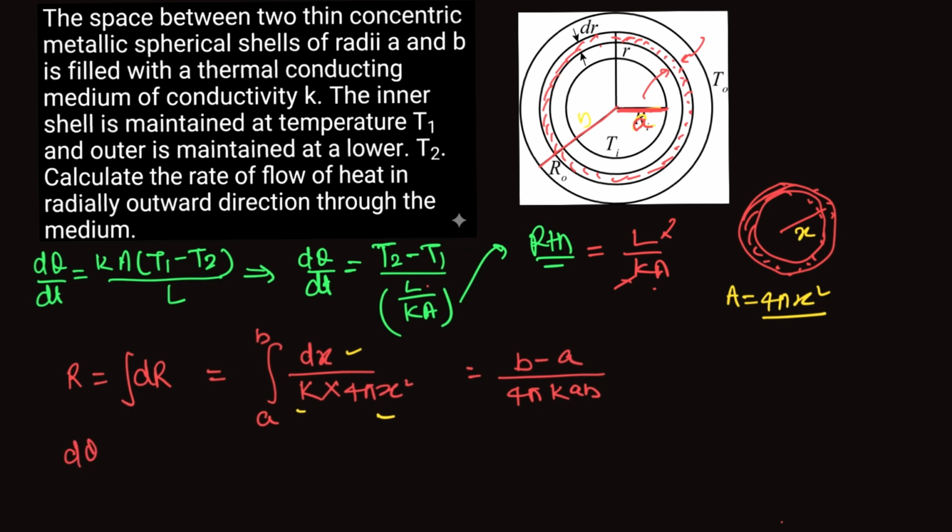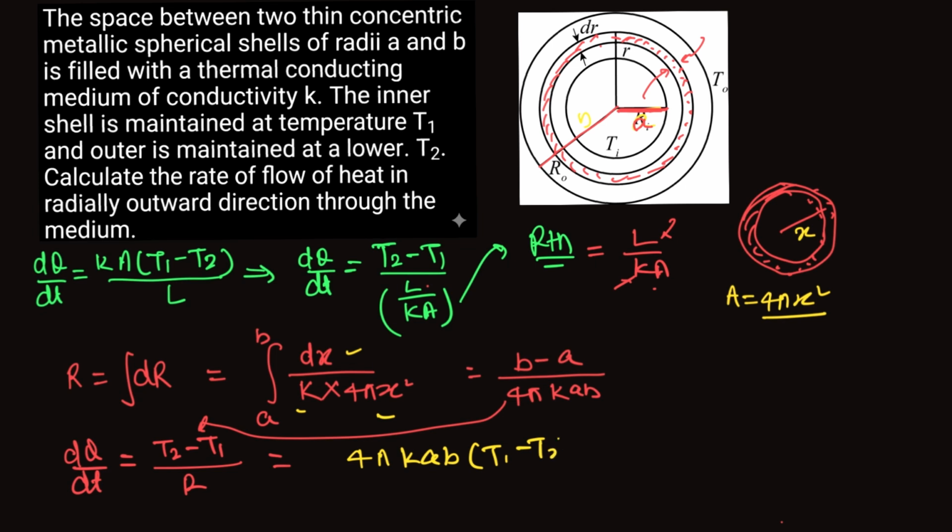Now directly I will use the formula dQ/dt equal to (T2 minus T1) divided by R, where R is the thermal resistance and the R value is given. If I substitute the R value here, I get 4 pi K a b times (T1 minus T2, or T2 minus T1 depending on temperature; higher temperature minus lower temperature) divided by (b minus a). Heat always flows from high temperature to low temperature. So from this we can find dQ/dt, which is the heat current. Heat current in this case we can find using this formula.